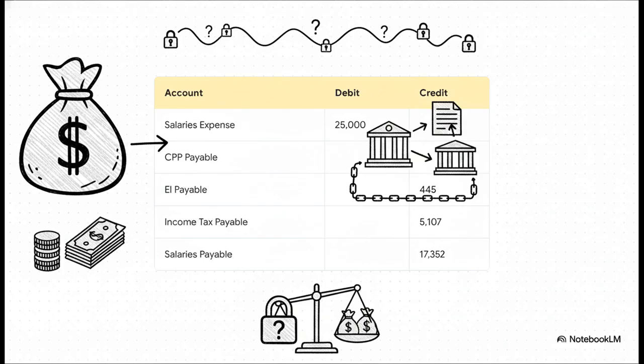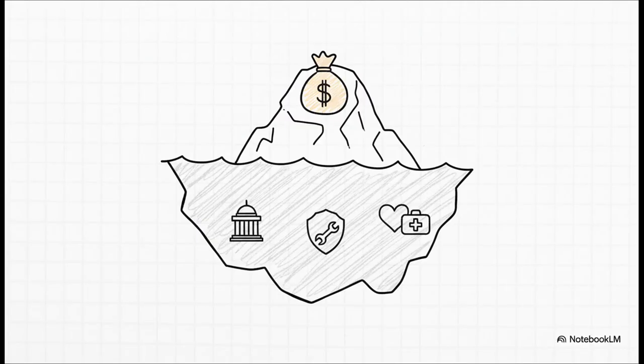It's split up into several other payable accounts: CPP payable, EI payable, income tax payable. Each one of those is a separate current liability, a separate debt the company owes to the government on behalf of its employees. And you know what? It doesn't even stop there.